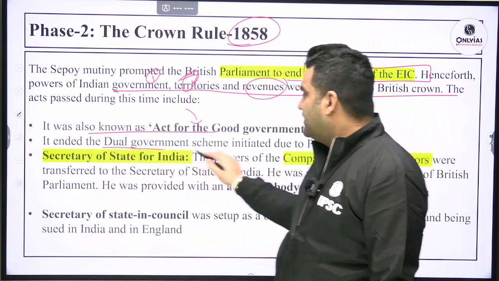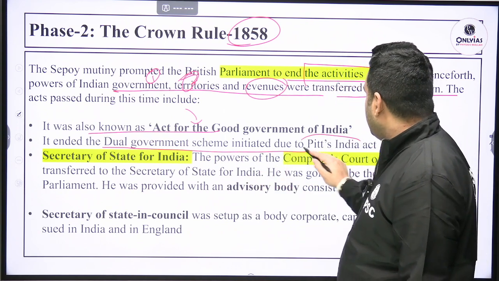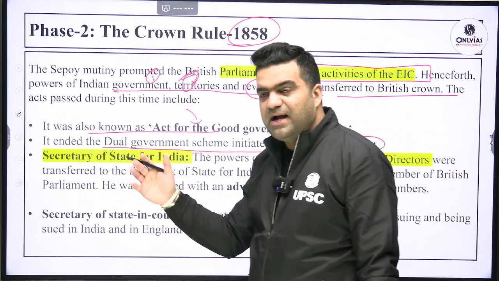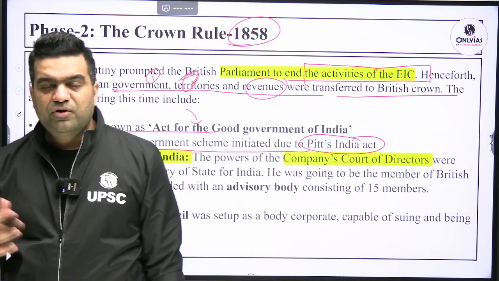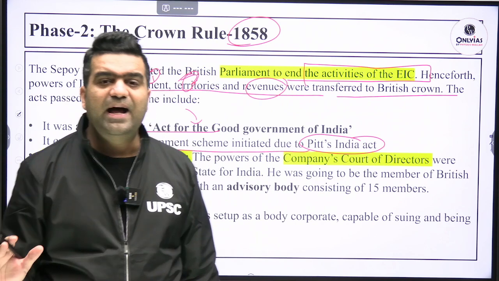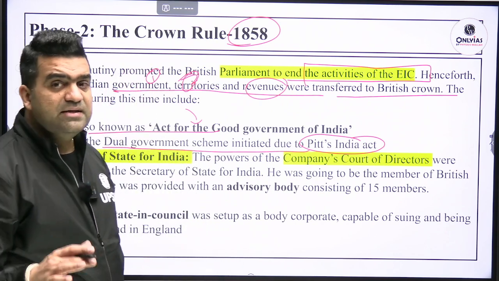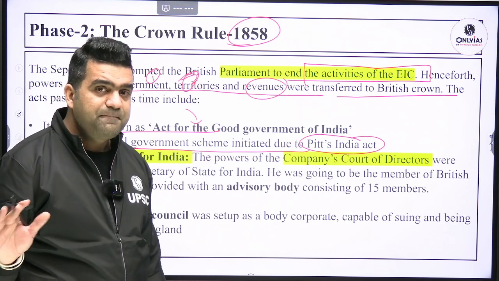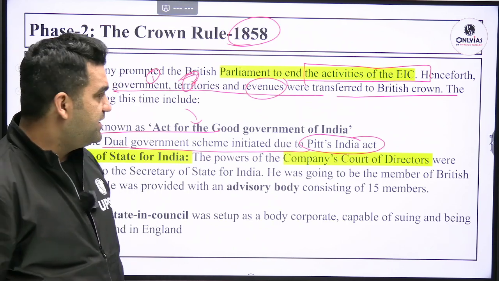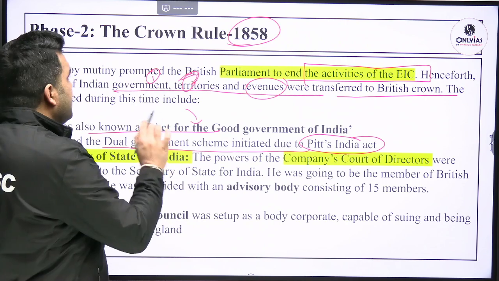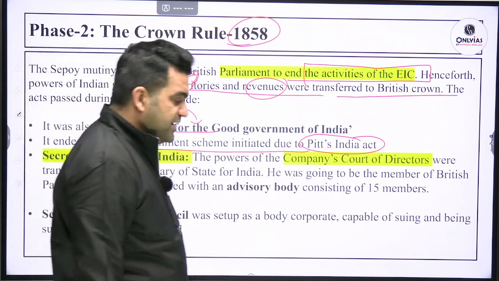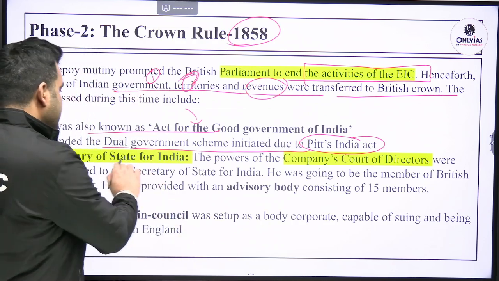It ended the dual government scheme initiated due to Pitt's India Act: the Court of Directors and Board of Control. The Board was to look after the political and military affairs, and the Court of Directors of the company was to look after commercial activities. So dual government was abolished by 1858. Okay, Secretary of State for India.